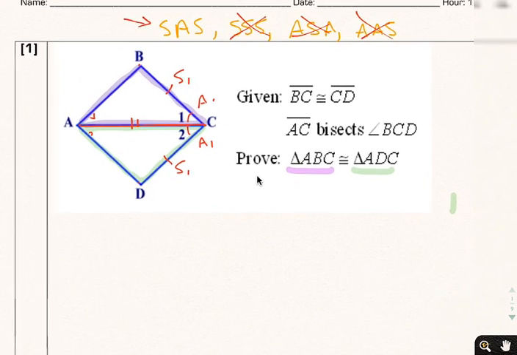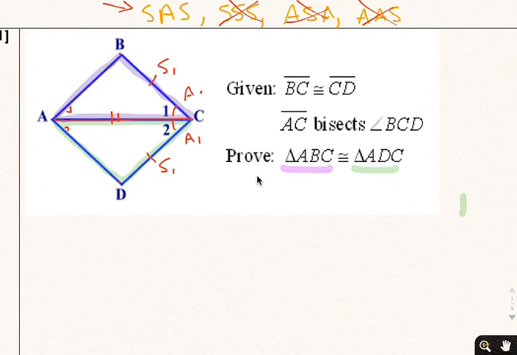So if I'm thinking about how this is going to go, I'm going to use side angle side to prove that these two triangles are going to be congruent. Okay. So I have side and angle and side. So now I'm ready to write this proof, but I'm going to write it in a different style.